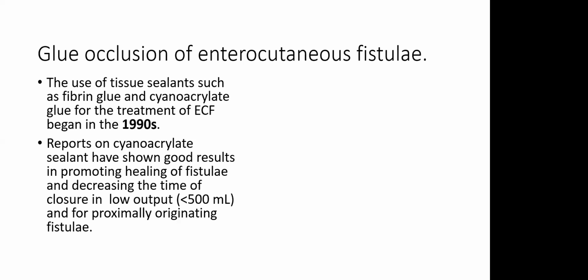Then there is intercutaneous fistula. When you are looking at the GI applications and the use of this technique, sealants such as fibrin glue and cyanoacrylate glue have been in use since the 1990s, and this is for low output fistulas, less than 500 mils. Basically, you identify the fistula, clean it, and then with a catheter you can cannulate and inject glue to speed up the closure of the fistula. Next.